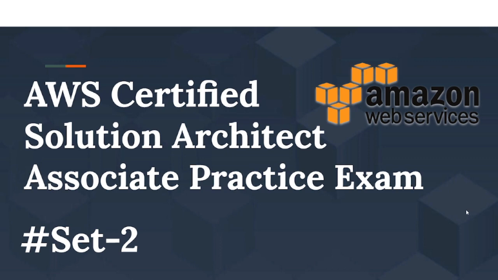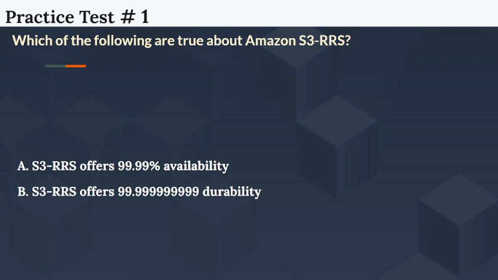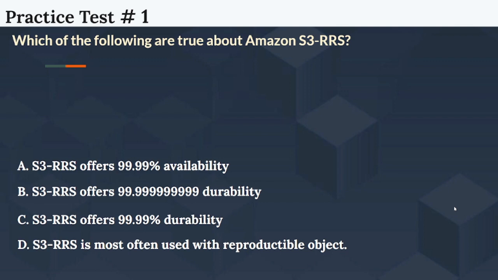So the first question is, which of the following is true about Amazon S3 RRS? The options are: Option A, S3 RRS offers 99.99% availability. Option B, S3 RRS offers 99.9 times 9 durability. Option C, S3 RRS offers 99.99% durability. Option D, S3 RRS is most often used with reproducible objects. Please select your answer in the next 5 seconds.